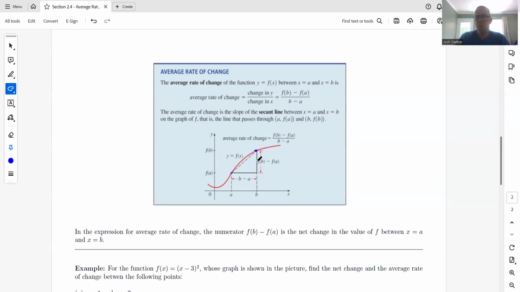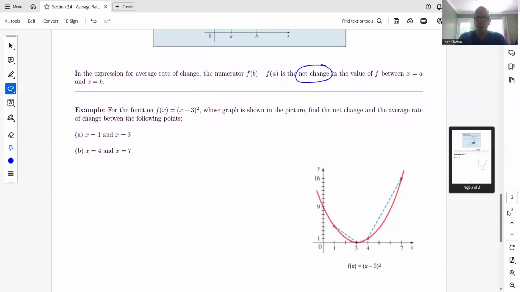We've talked about net change before. The net change is just the numerator, f of b minus f of a. That is called the net change, which we had talked about before. And then if you divide that, you find how much it changed per unit of x as x changed, and that gives us the average rate of change.